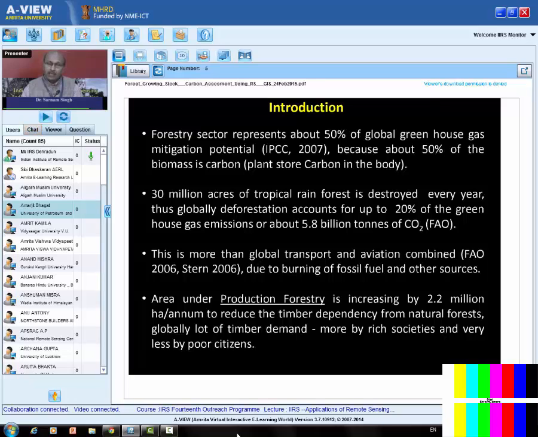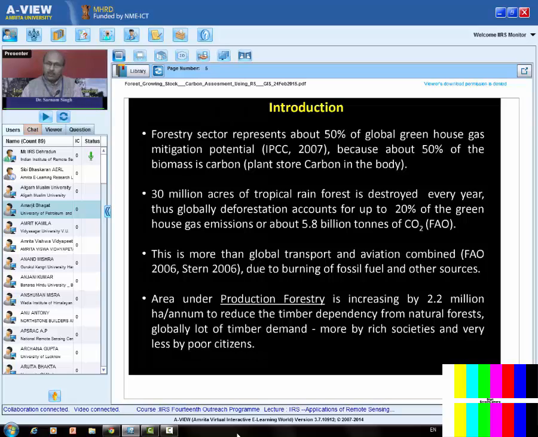Nearly 30 million acres of tropical rainforest is destroyed every year, which is very alarming. Thus, the global deforestation accounts for almost 20% of the greenhouse gas emissions. That means about 5.8 billion tons of CO2 is released because of forest cutting or deforestation. So the maximum contribution to greenhouse gases comes from a single sector, that is forestry. And if we can avoid cutting of the trees, the gases which are released can be minimized or at least curbed, so that we have less impact on our atmospheric CO2 levels.